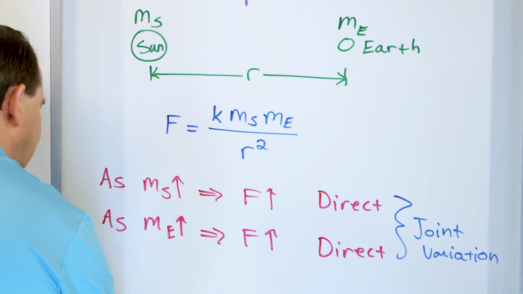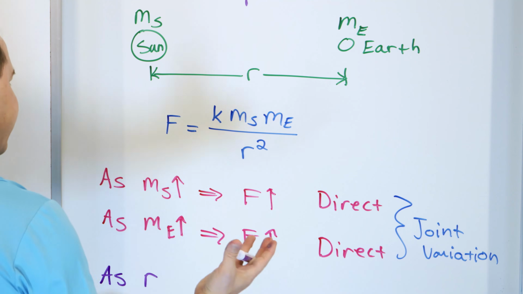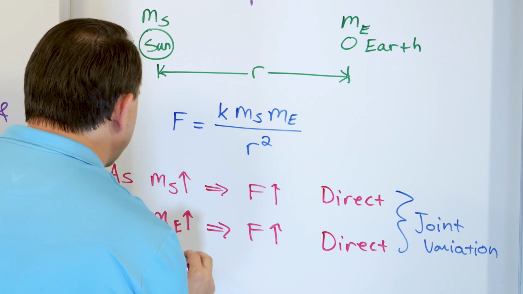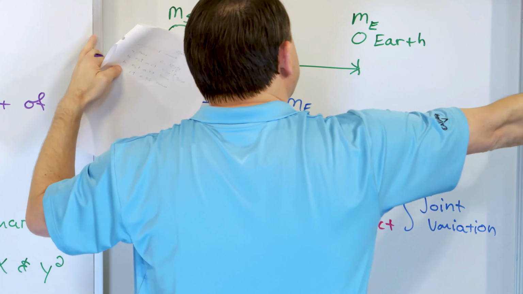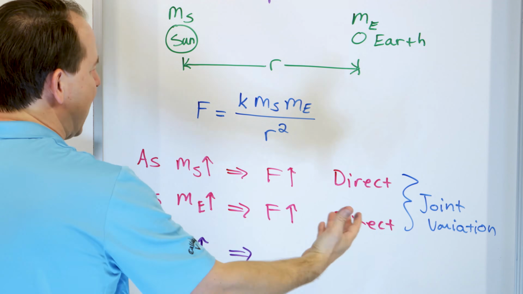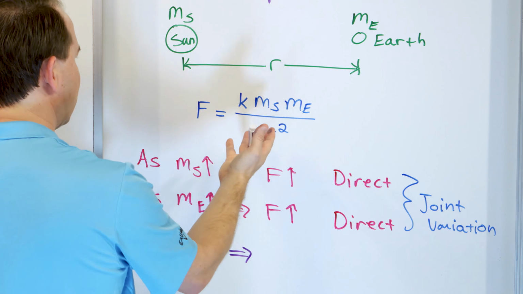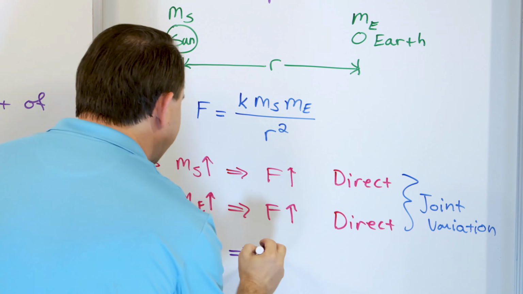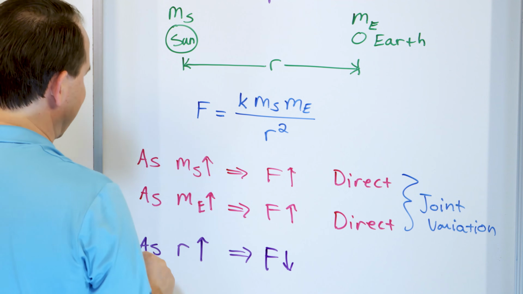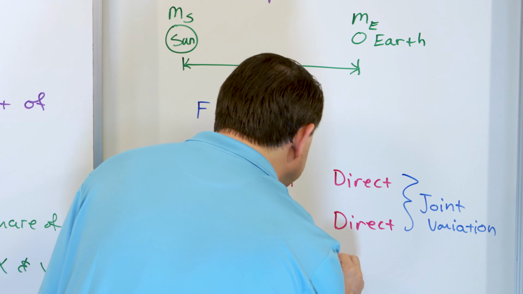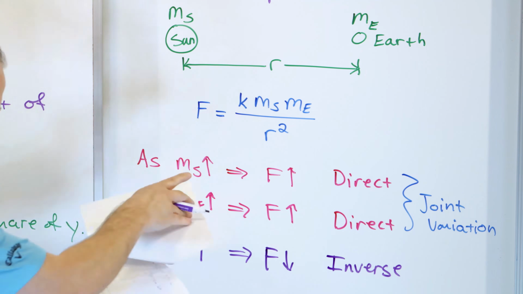And then finally, to bring it home, let's look at the bottom. As this radius, or the distance between the sun and the Earth, goes up, if I make everything farther and farther apart, you would expect the gravitational force to go down. And it does. Because if this number gets bigger, I'm dividing by a large, large number, which makes this go down. So the force then goes down. This means that we have an opposite direction of the movement of everything, and we call this inverse variation.